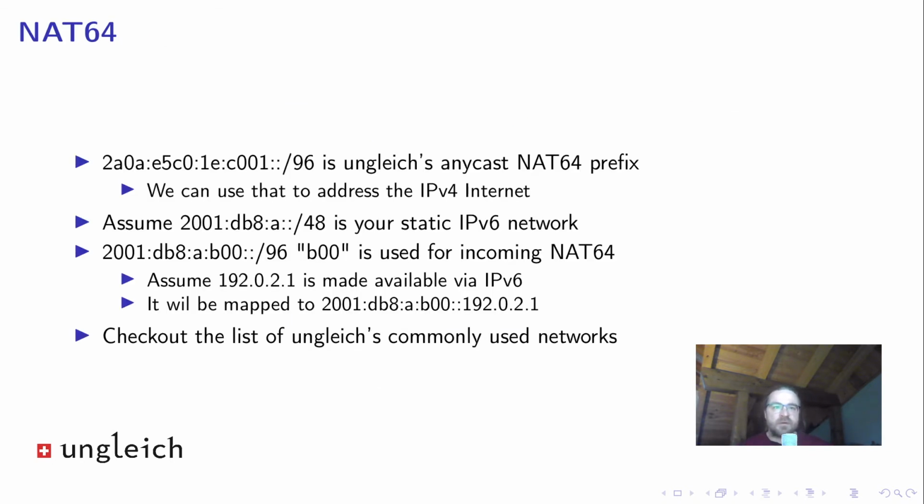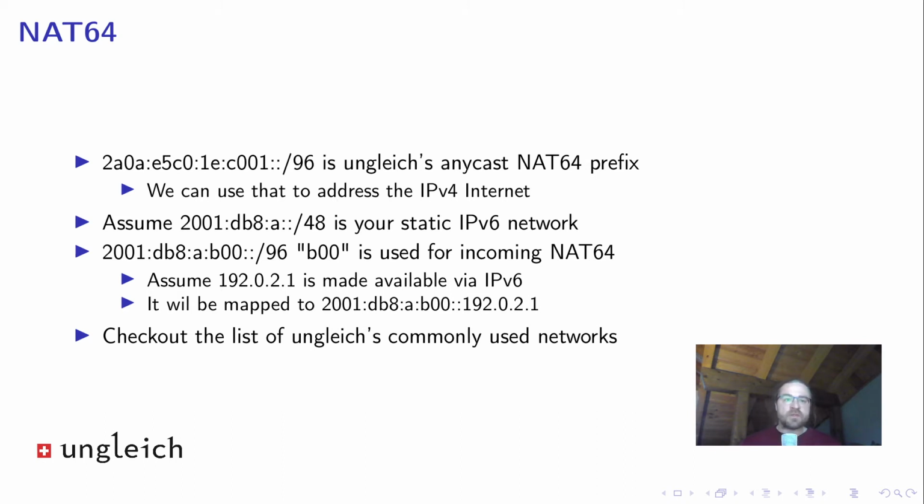So here at Ungleich we have a so-called Anycast NAT64 prefix. This is quite a new thing, because so far we only had local NAT64 prefixes. Now we have a global NAT64 prefix, which is 2a0a:e5c0:1e:cc001::/96. This one is something we advertise at various places in the world for use with translations to and from the IPv4 world.